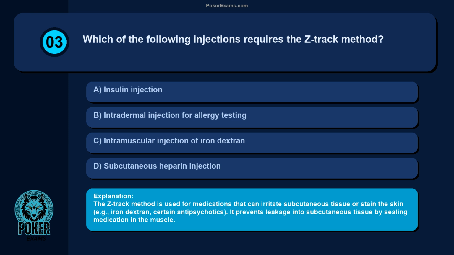The Z-track method is used for medications that can irritate subcutaneous tissue or stain the skin, e.g., iron dextran, certain antipsychotics. It prevents leakage into subcutaneous tissue by sealing medication in the muscle.